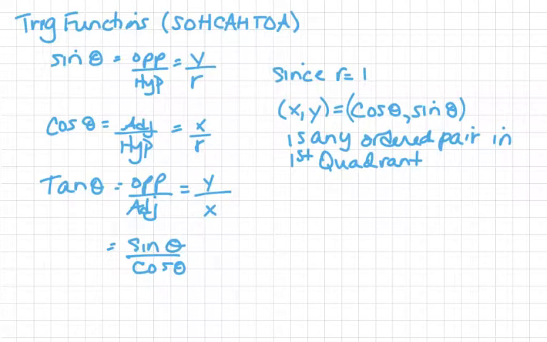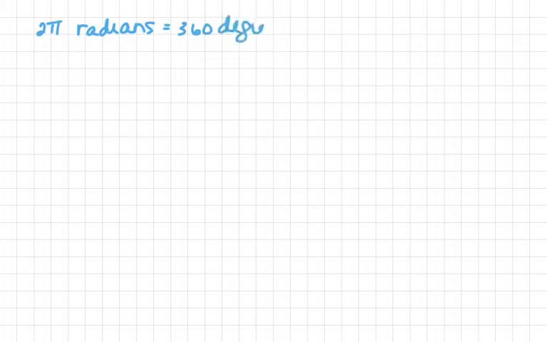So let's talk a little bit now about the radian measure. We know that 2 pi radians is equal to 360 degrees, and we use these equivalencies for conversions all the time. So pi radians, if you just divide both sides by 2, is equal to 180 degrees.